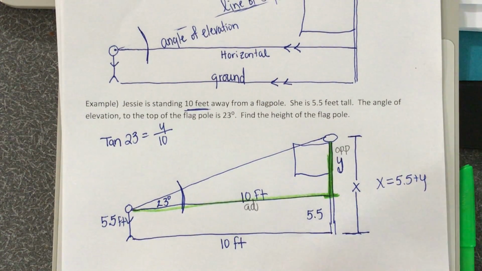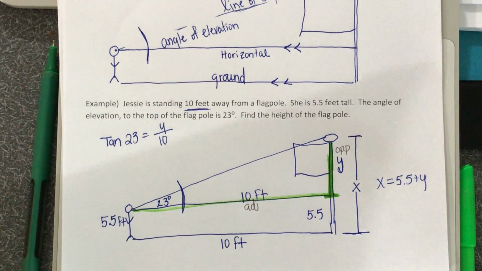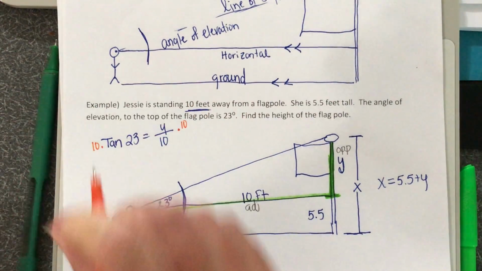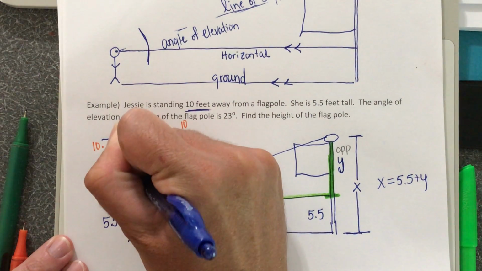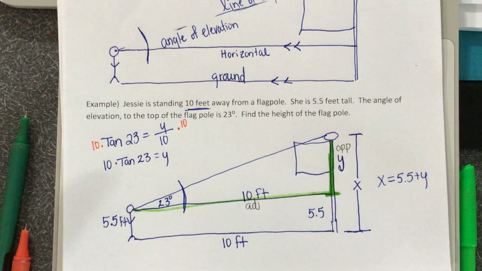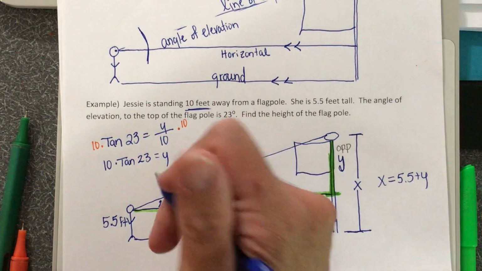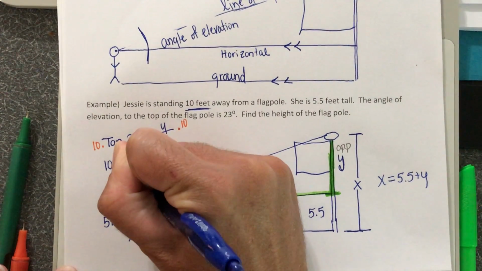So now to get Y by itself, we're going to multiply both sides by 10. And so now 10 times tangent 23 is equal to Y. Type that into Desmos or your Inspire or your TI-84. And 10 times tangent 23 is about 4.2, and that's in feet.